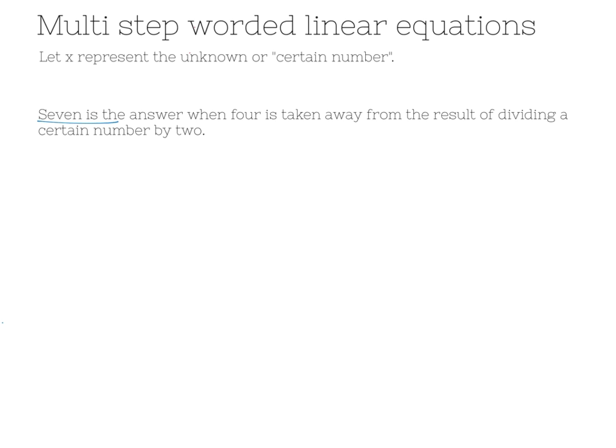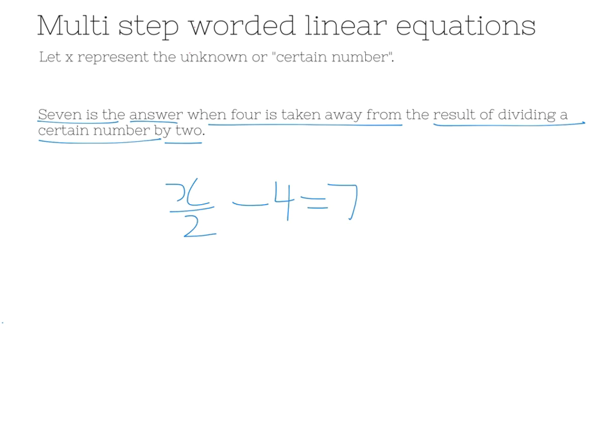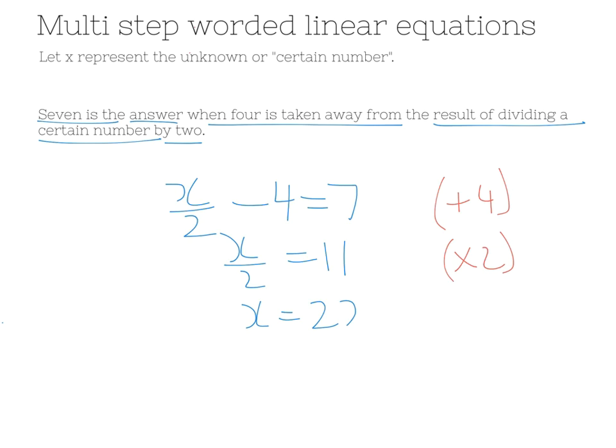7 is the answer, so it equals 7. When 4 is taken away from, so we've got something minus 4, the result of dividing a certain number by 2. So a certain number, x, is divided by 2. To get rid of the negative 4, we add 4 to both sides. So we have x on 2 equals 7 plus 4, which is 11. To get rid of the divided by 2, we need to multiply by 2. So we have x equals 11 times 2, which is 22.